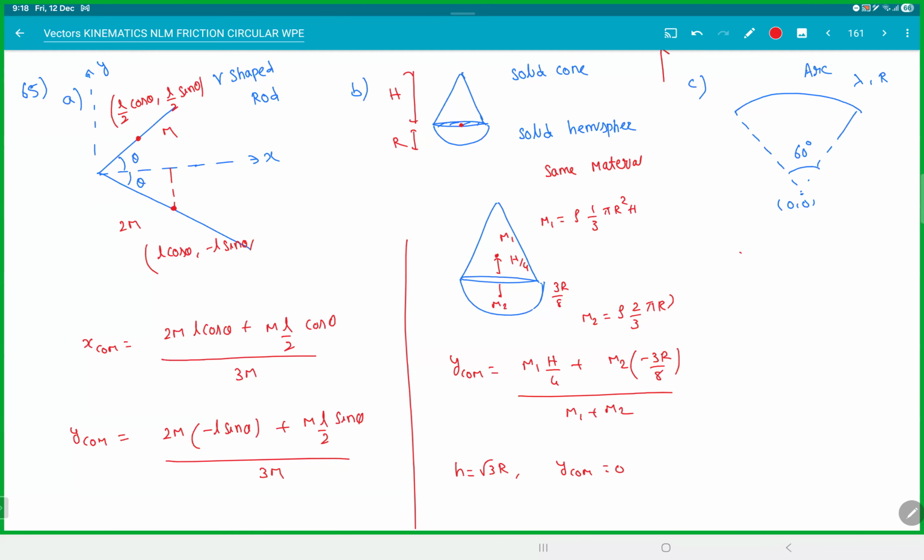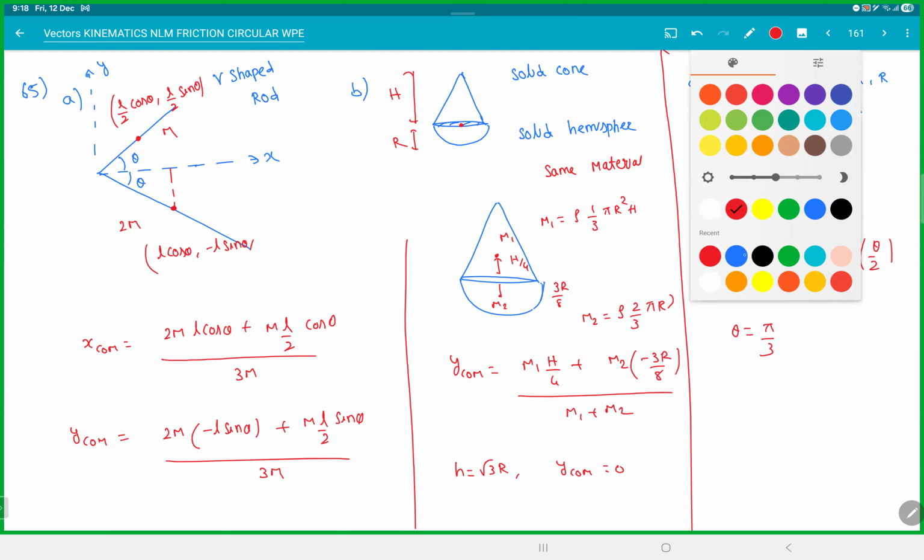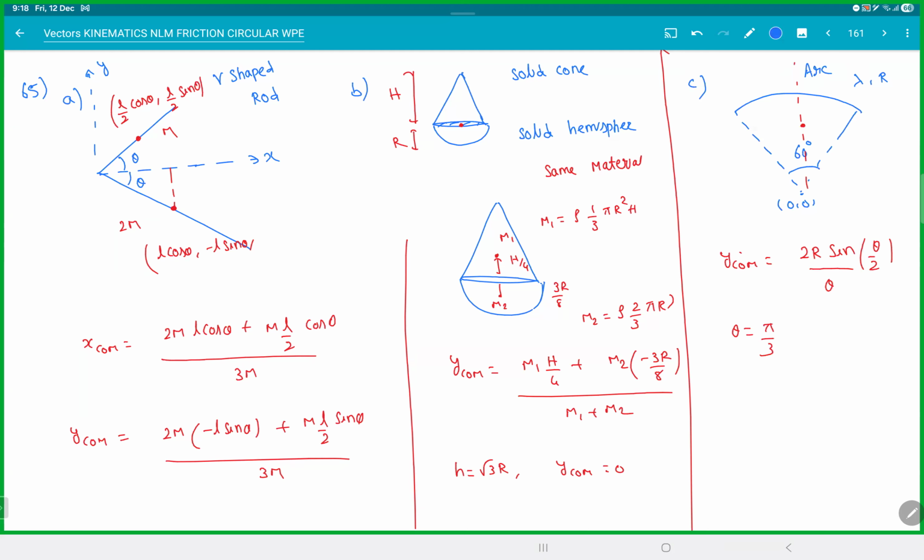And what is the center of mass for an arc? Anyone remember the formula? The center of mass formula is 2r sine theta by 2, by theta. Theta must be in radians. Substitute there, you'll get the answer. Clear?